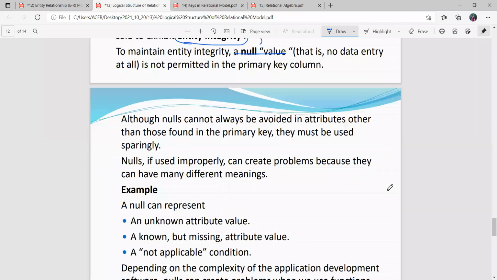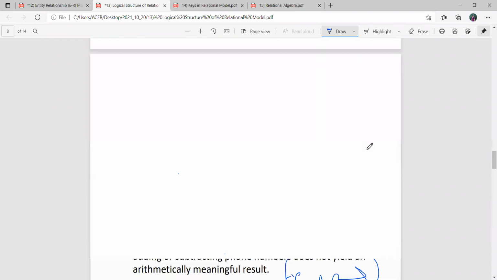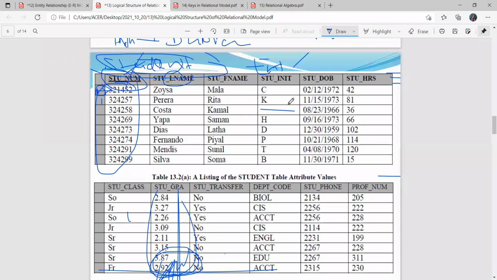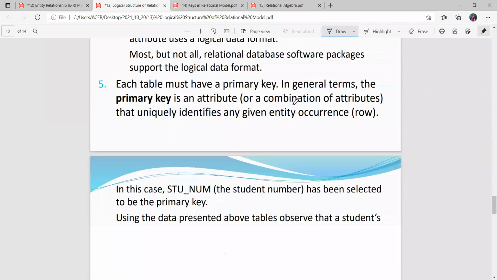Yes, madam. Okay, so a null value can be an unknown attribute value, a missing value, or a not applicable value. You can see there are some null values in the table. You can have some null values in a table, but when you are choosing a primary key, it does not allow null values or duplicate values.